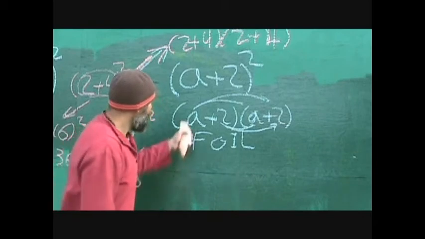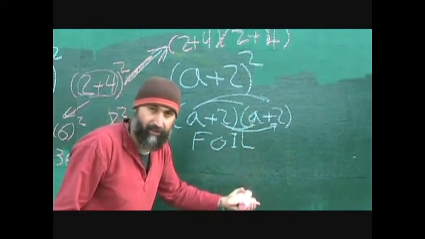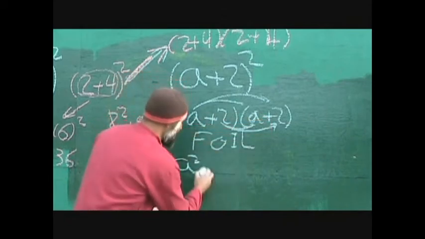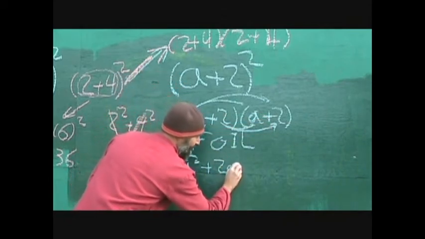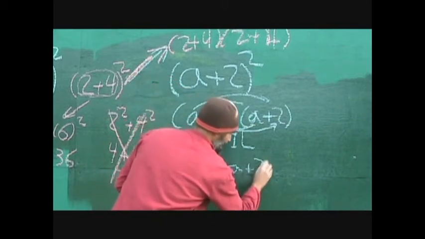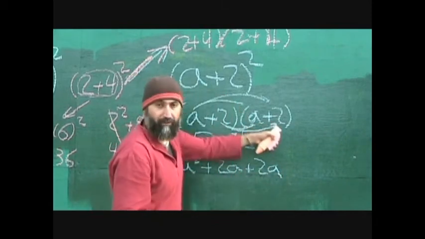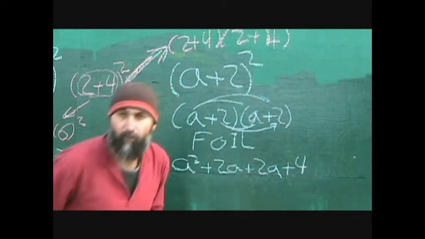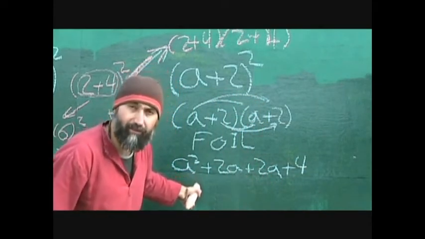A times A is going to be A squared. A times 2 is going to be 2A. 2 times A is going to be 2A. And 2 times 2 is going to be 4. Yes, 4. And the way this works is you got to combine like terms.